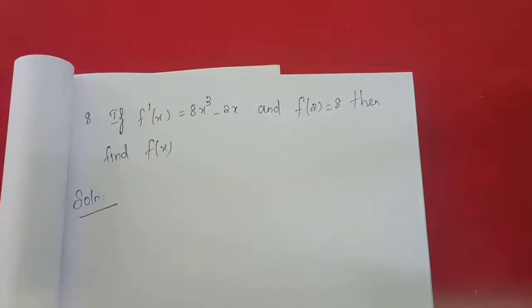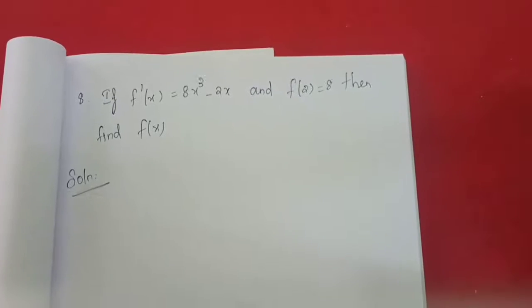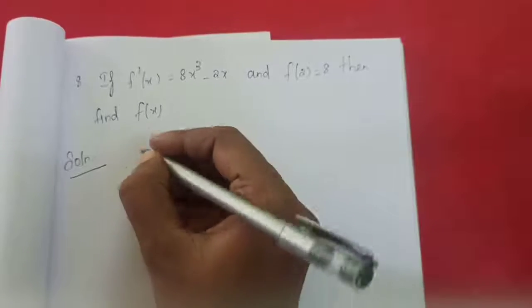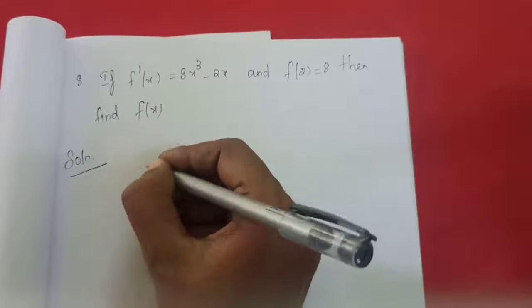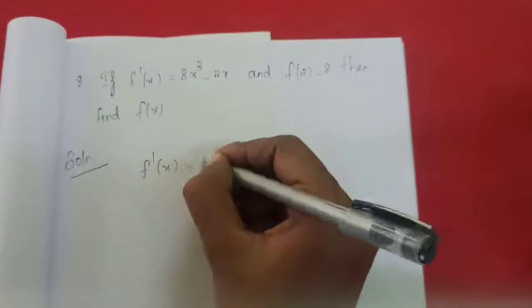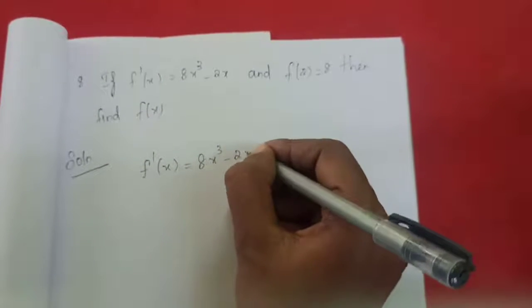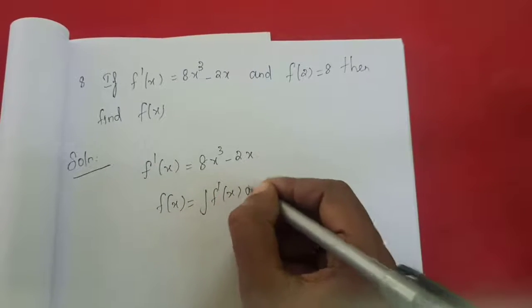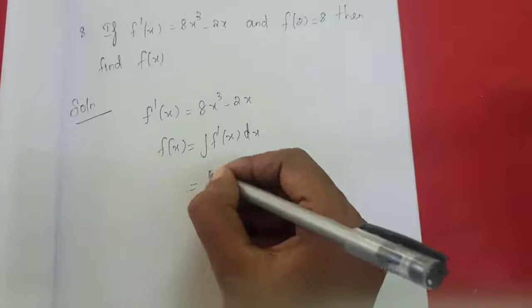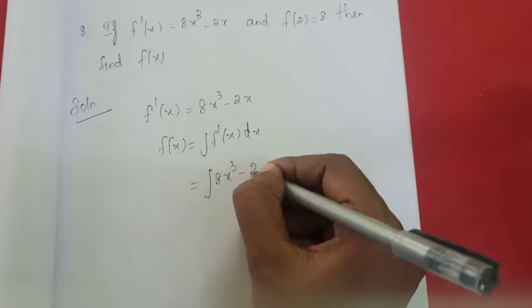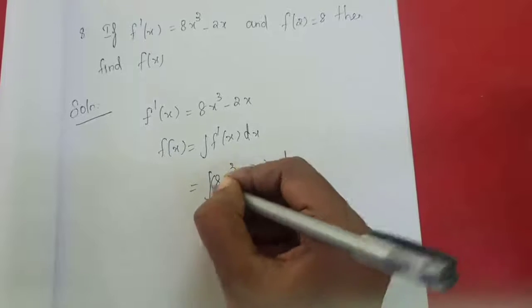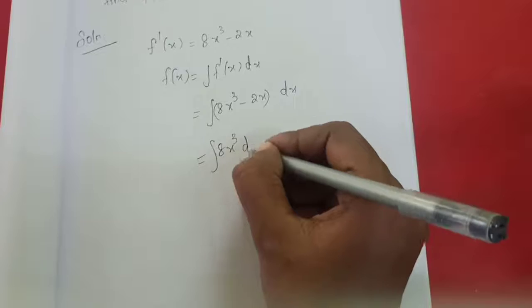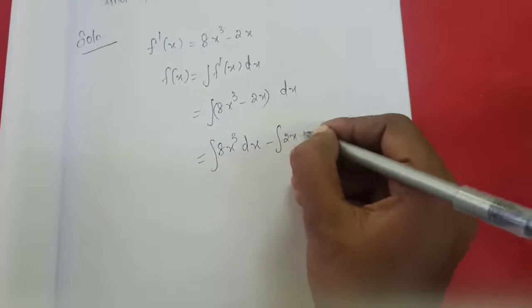Solution. f dash of x is given, f of 2 is given, we need to find f of x. So what will you do? Already I said the same procedure. f dash of x to f of x means we will integrate. That is f dash of x is equal to 8x cube minus 2x. So if we need f of x, we will integrate f dash of x dx. That's equal to integration of 8x cube minus 2x dx. Now separate it. That's equal to integration of 8x cube dx minus 2x dx.